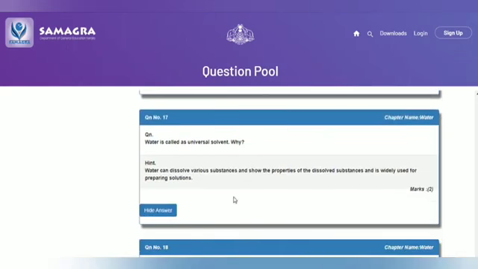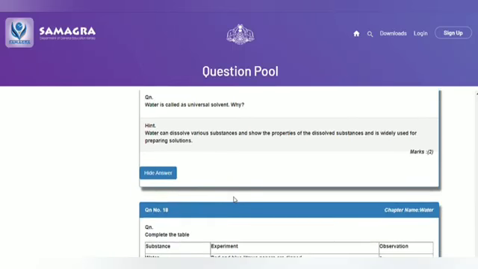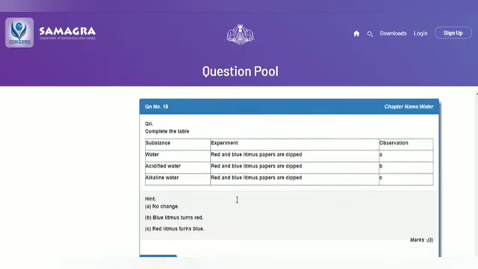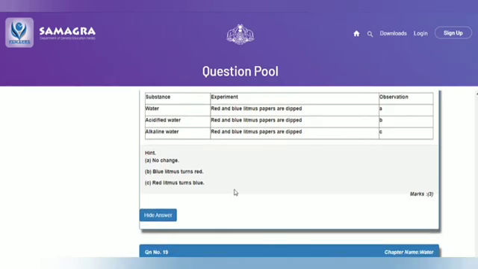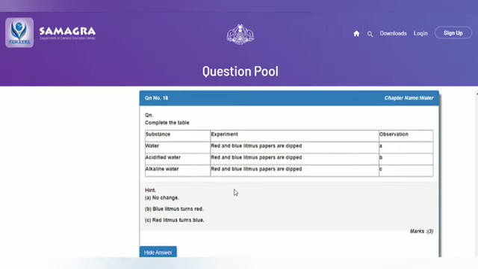What is called a universal solvent? Why? Water can dissolve various substances and show the properties of the dissolved substances, and is widely used for preparing solutions. Complete the table. In the table, the substance, experiment and observation are given. Water, with red and blue litmus dipped, shows no change. Then acidified water: blue litmus turns red. Alkali: red litmus turns blue.